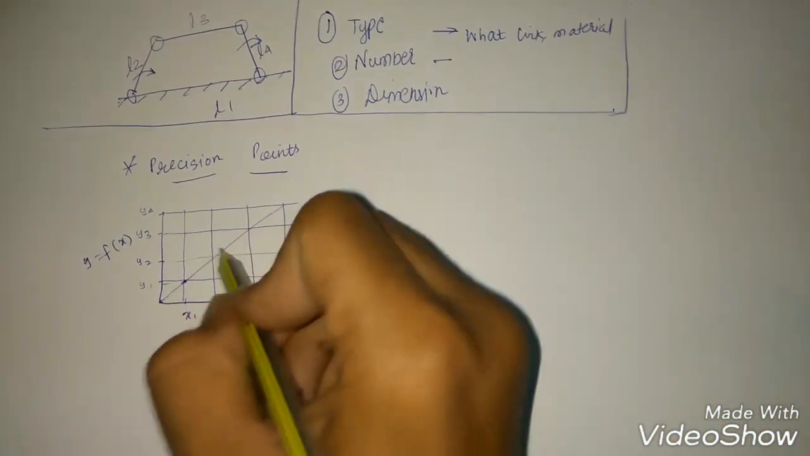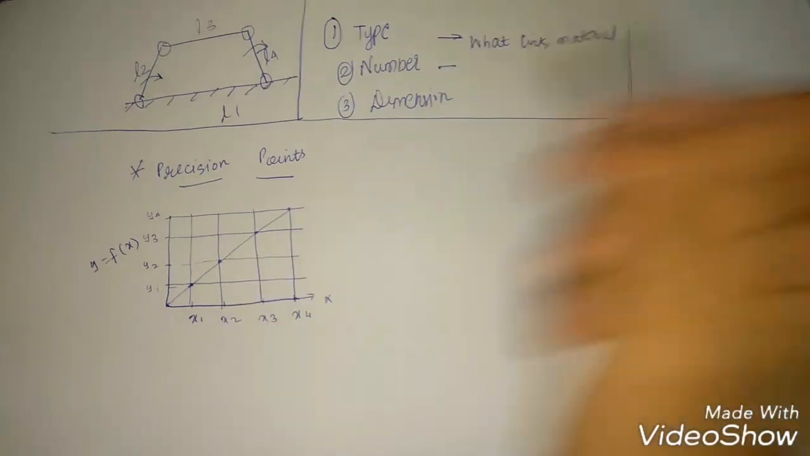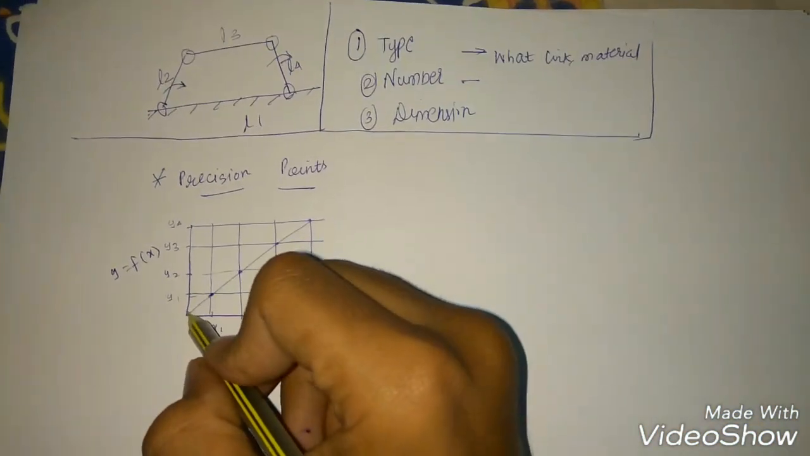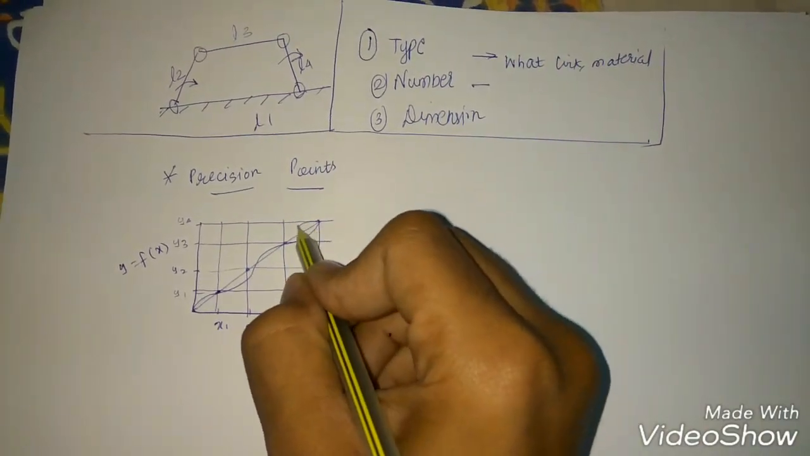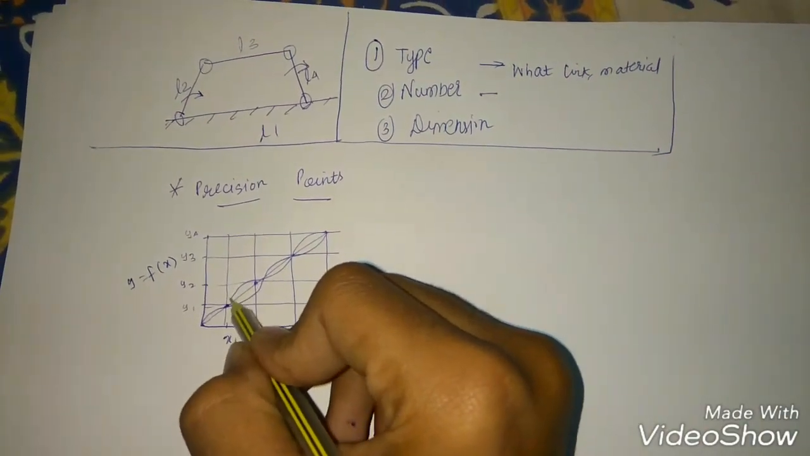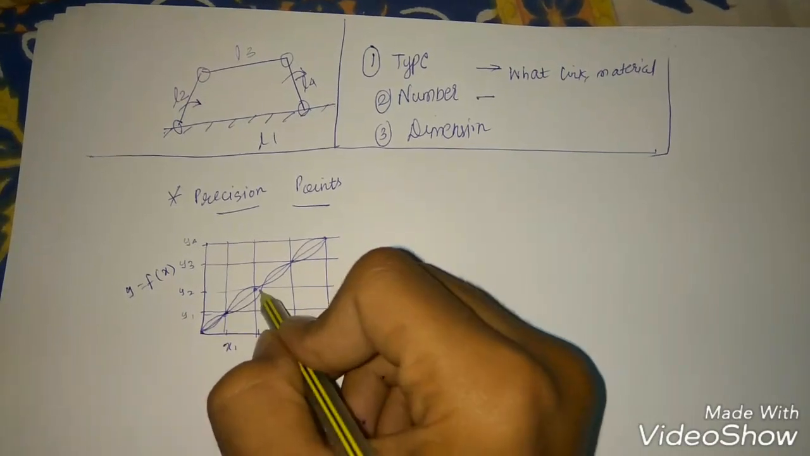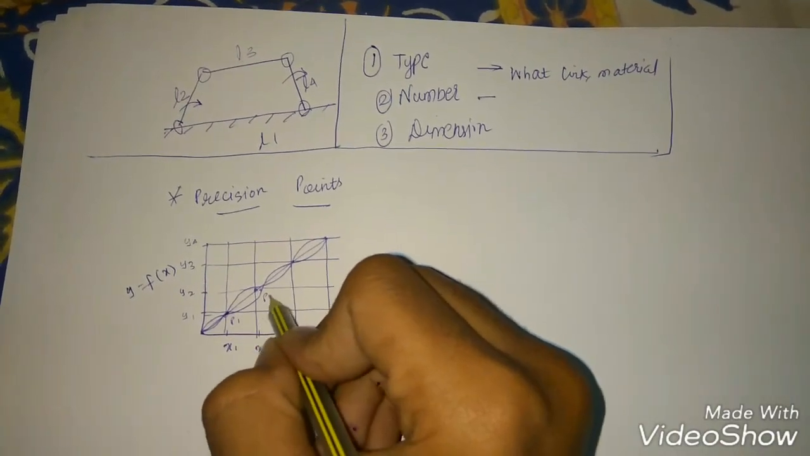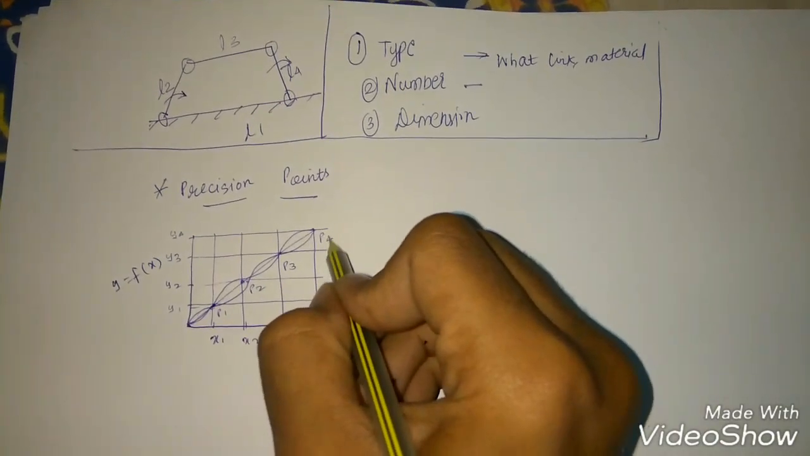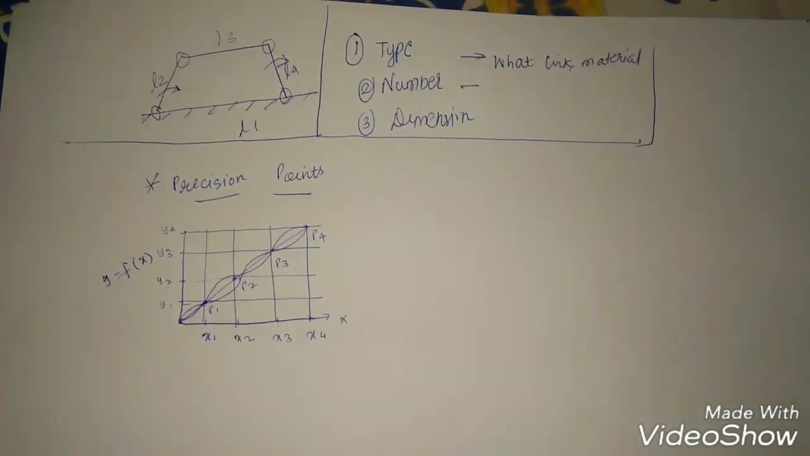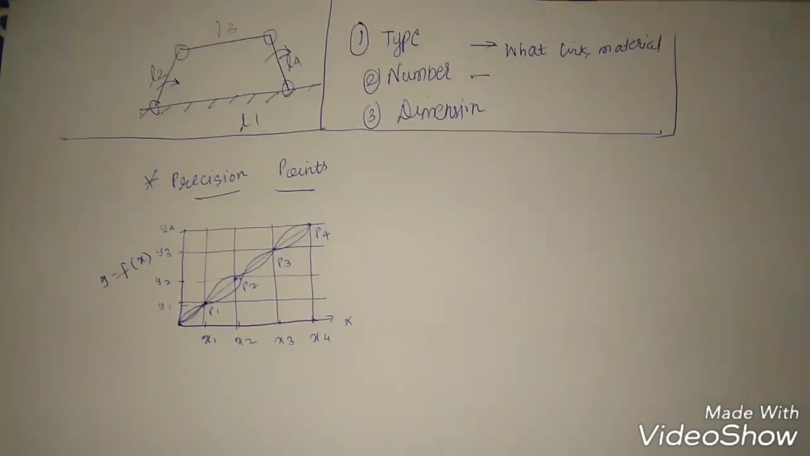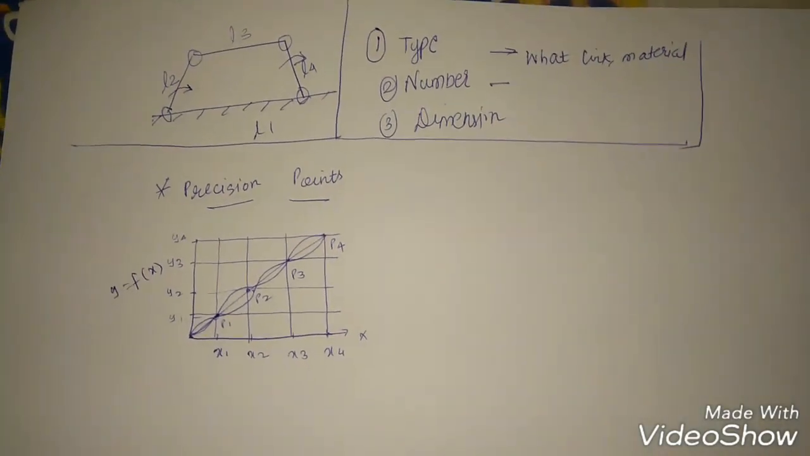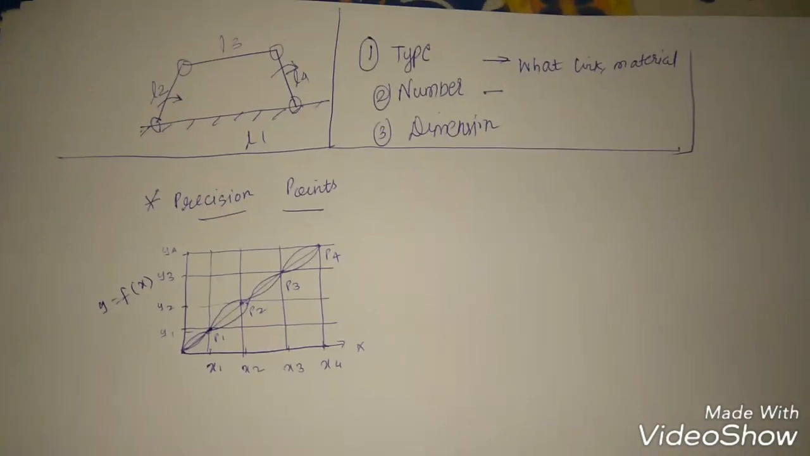If these are the points at which our mechanism will meet. If the graph was supposed to be like this, we may get a graph like this. So at these points, this will be the P1, P2, P3 and P4, we will get precision points at which the mechanism will meet the required input or the required output which we were designed for.